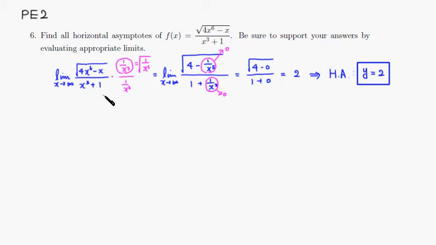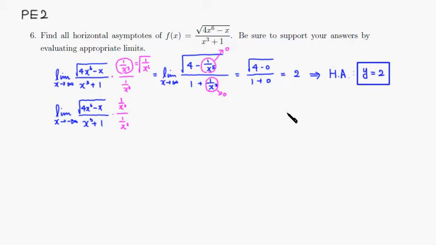Now we're going to do pretty much the same thing, except that x is going to go to negative infinity this time. So we have the limit as x approaches negative infinity of the same function, the square root of 4x to the 6 minus x over x cubed plus 1. Then we do the same trick: we multiply top and bottom by 1 over x cubed.